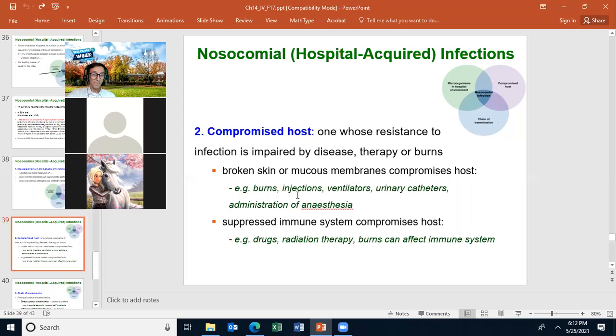Injections can make the patient more likely to get a nosocomial infection. Ventilators, urinary catheters, even the administration of anesthesia makes the patient more susceptible to getting a nosocomial infection. Some patients have a suppressed immune system in the hospital. These will be patients taking certain drugs, taking radiation therapy, and then burn patients. And they're going to be more likely to get a nosocomial infection.